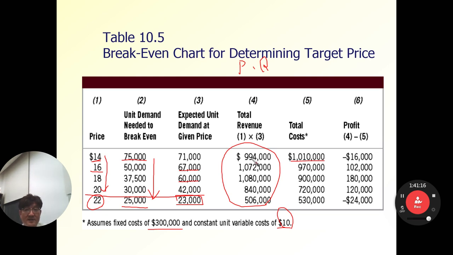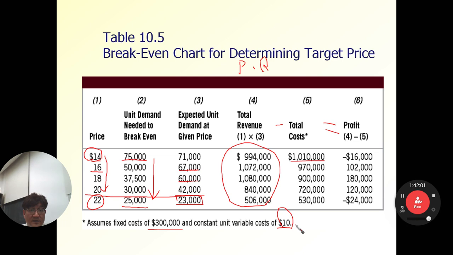This one is the total revenue, and this one is total cost. Your profit is revenue minus cost. If you set the price at $14, your revenue is too small. It cannot cover the cost level, I mean the fixed cost. You know what the break-even point is, right? So it could not reach the break-even point.